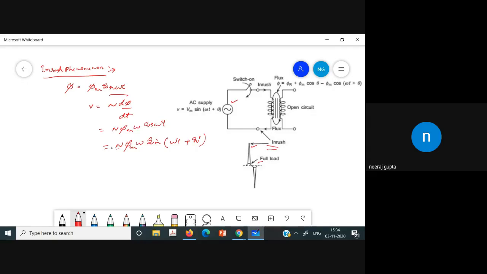Now from this you will see the applied voltage is equal to the induced voltage, and the flux in the transformer lags the applied voltage by an angle of 90 degrees. So if we draw the phasor diagram of that, we will have the voltage V and the flux phi.